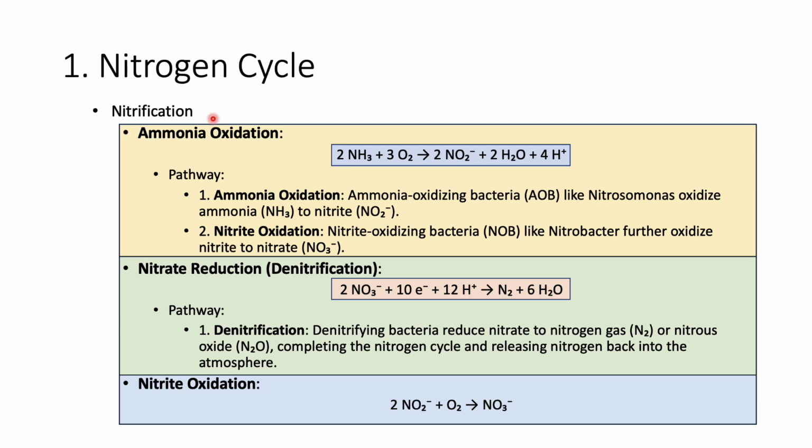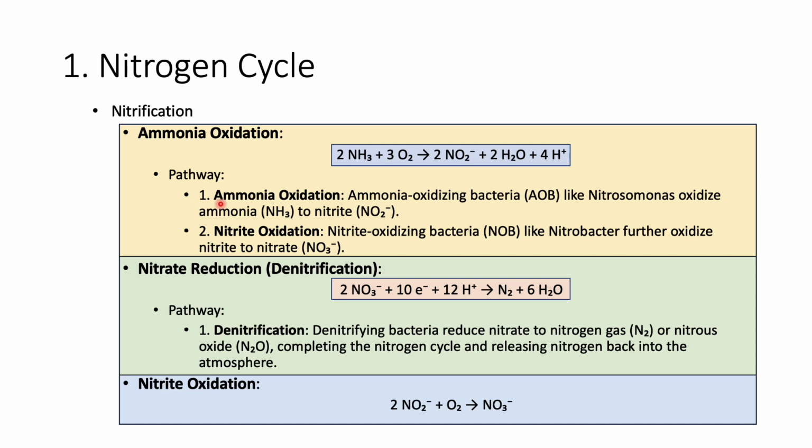Let us look at the important reactions. The first one is the nitrogen cycle. So here nitrification is the first reaction we will see. Ammonia oxidation, as shown here, happens: 2NH3 plus 3 oxygen gives nitrite plus water, and 4 hydrogen ions are released.